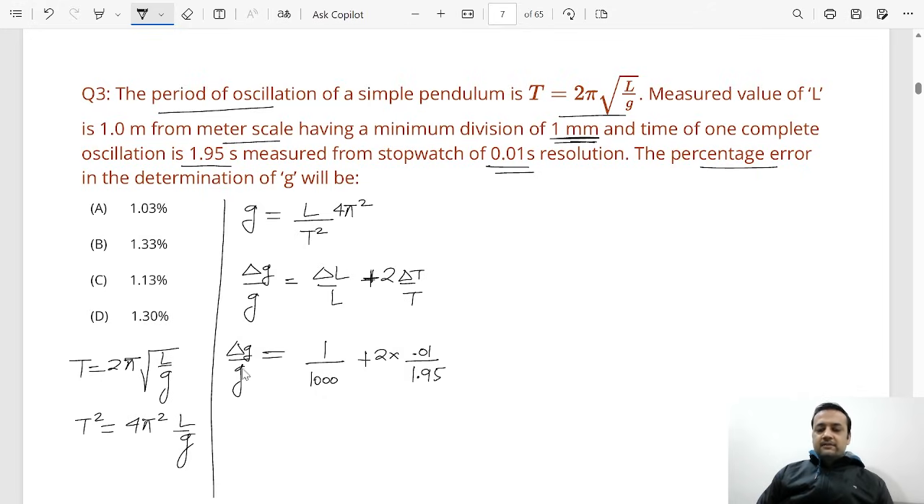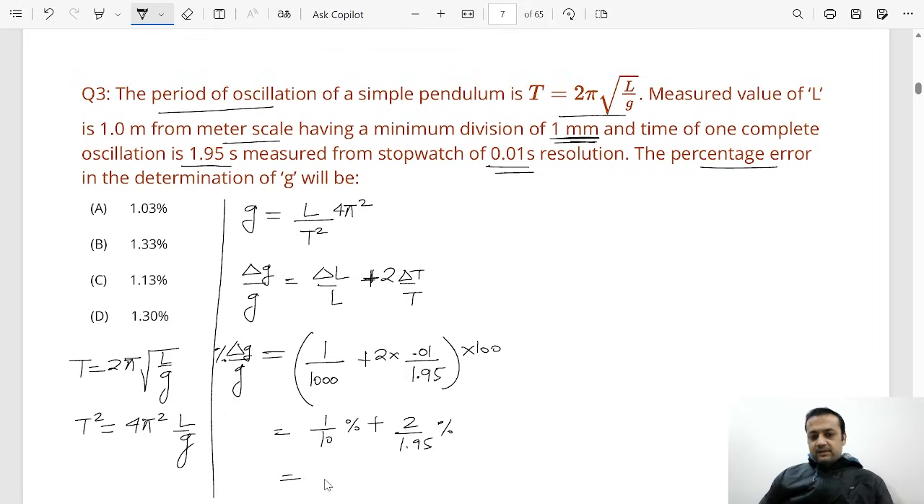Now this will give you the fractional error, but if you want to find the percentage error, all you need to do is multiply by 100. If you multiply this by 100, this 100 will go here and this will make it 1 by 10 percentage. And this 100 will go here, so it will become 1. So 2 upon 1.95%. Now this clearly you can see is 0.1%, and 2 upon 1.95 will be nearly 1.0 something. So if you do rough calculations, you can say 1.1 something. So basically option C will be the correct answer for this question. Rough calculations suggest that.